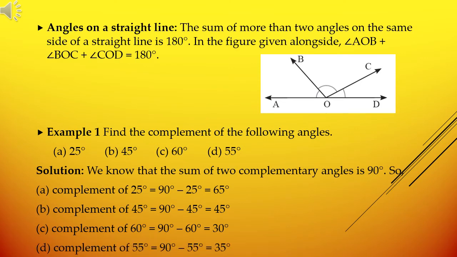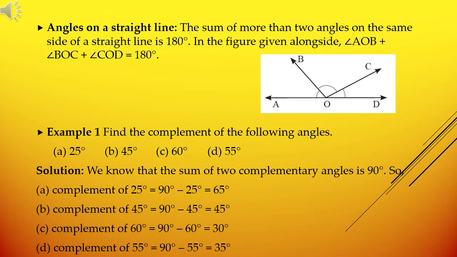Next comes the concept of angles lying on a straight line. If more than two angles lie on a straight line, then the sum of all those angles is also equal to 180 degree, because on a straight line when there are only two angles, then they form a linear pair. But when there are more than two angles, suppose there are three angles or four angles lying on a straight line, then the sum of all these angles is equal to 180 degree, because they are lying on a straight line.